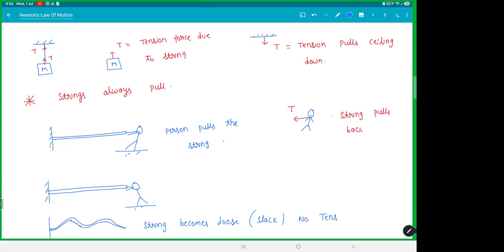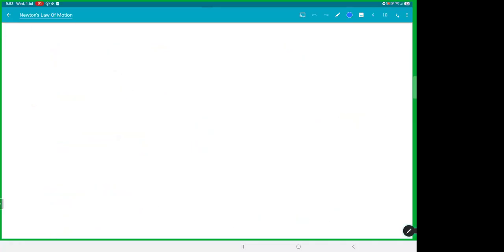So that's the difference between a string and a rod. We will talk about the rod later on. This idea is clear. So there are two things. Strings always pull. Second thing, power is F bar dot v bar. All got this? Next thing, relation between the tensions. Again, this slightly goes into the FBD territory, but we can see this.